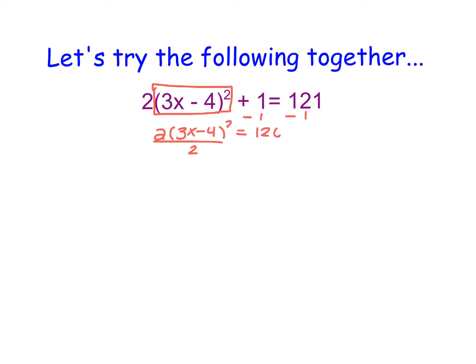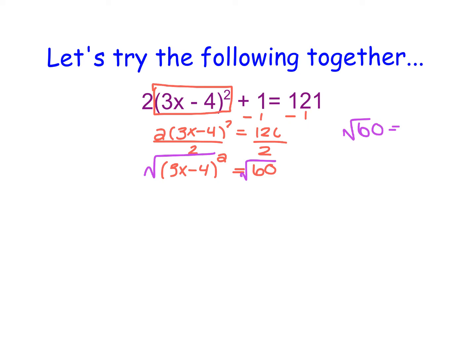And then I divide both sides by 2, which leaves me with 3x minus 4 quantity squared is equal to 60. And this one is a little bit more difficult because I don't know what, when squared, is equal to 60. So I'm a little bit stumped here. What I need to do is utilize my knowledge of square roots to undo my squared. So I'm going to square root both sides to undo my squared, and then I'm going to think off to the side, what is the square root of 60?